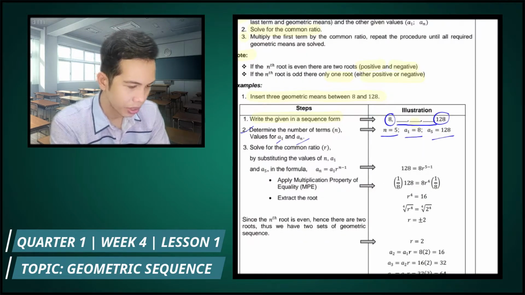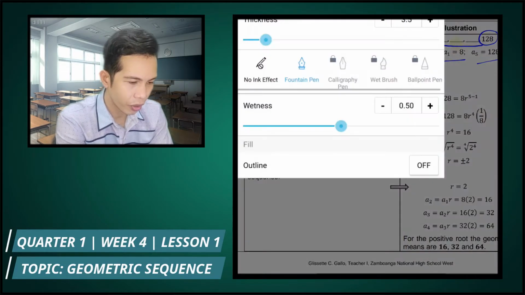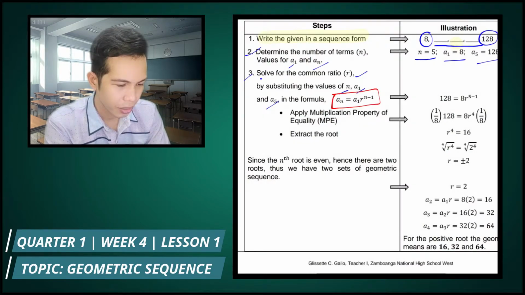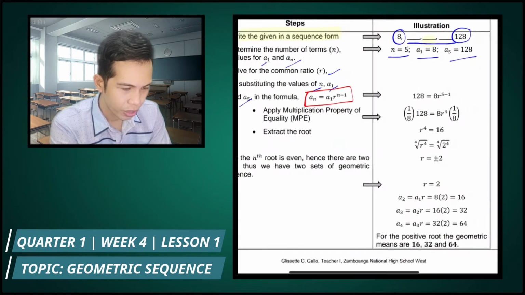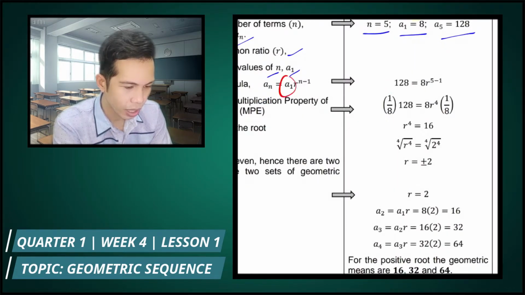Okay, so number 3, we are going to solve for the common ratio r by substituting the values of n, a sub 1, and a sub 5 in the formula. So we have the formula, which is a sub n is equal to a sub 1 times r raised to the power of n minus 1. So if we substitute, a sub n is 128, a sub 1 is 8, r is our unknown, and n minus 1 is 5 minus 1.